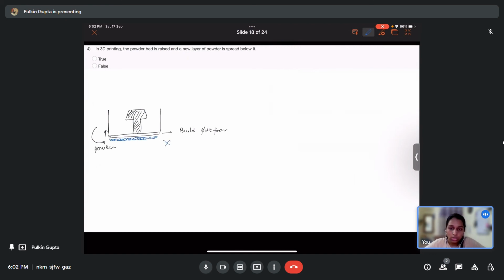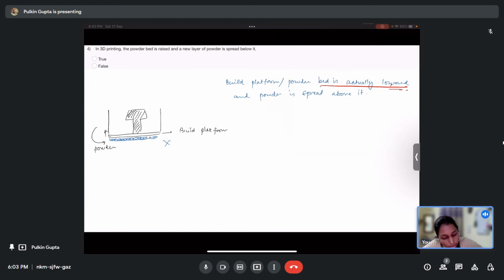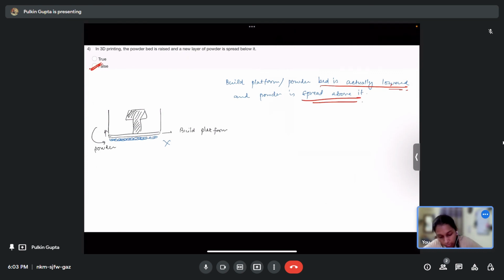This is false. This is of no use. Instead, what happens is, this is the build platform, or you can say your powder bed, is actually lowered and powder is spread above it. So please make note of the words: bed is lowered and powder is spread above it. So this is false.